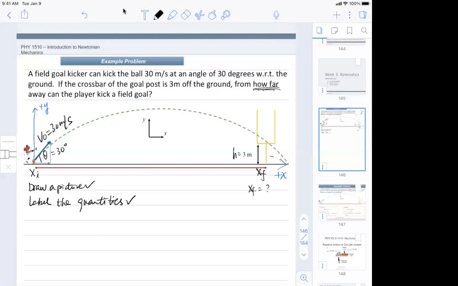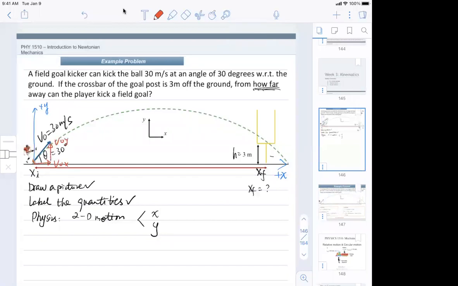We have done that. For 2D motion, we need to break it down into 2 different directions. So in terms of the physics, it's 2D motion, and we need to look at x and y separately. Let's break down the V naught into x and y. You can see that V naught is this blue vector here. This is V naught x. This is V naught y.